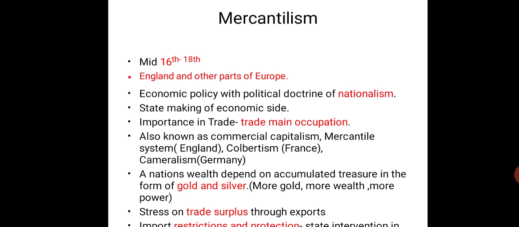Another view of the mercantilists was that they promoted the doctrine of nationalism or protectionism. There were restrictions. They said that exports can be increased but imports have to be restricted. That was the viewpoint of the mercantilist school of trade.